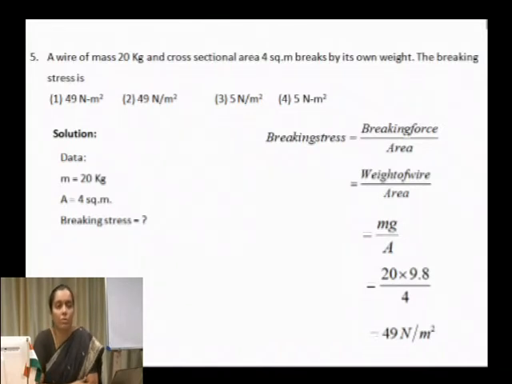So, that is equal to m into g by A, that is 20 into 9.8 by 4, or we get an answer of 49 Newton per meter square. So, option 2 is the right answer, 49 Newton per meter square.